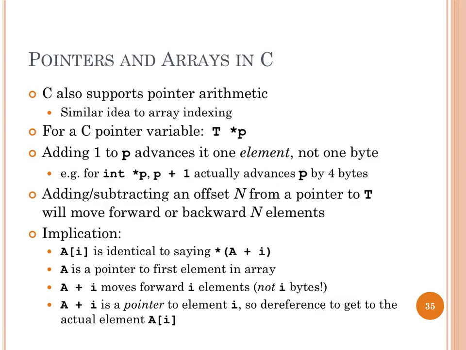And so you can see the implications of this. A[I] is identical to saying A plus I and then dereferencing it. A plus I will move forward I elements in the array. I use this all the time. I probably shouldn't, but I do. I mean, well, when you write drivers and stuff, you kind of end up doing this kind of thing more than you'd like. Okay? Any questions? Does this make sense?